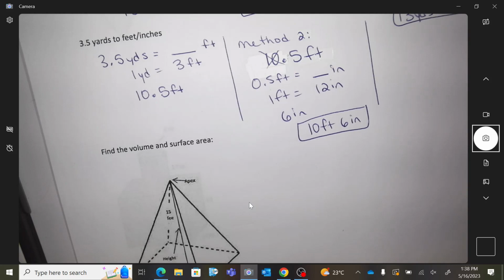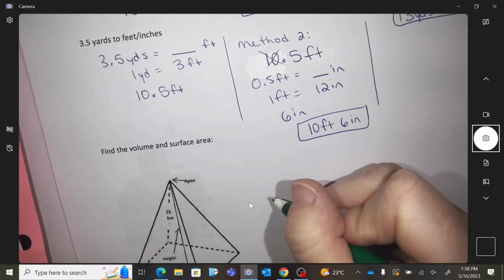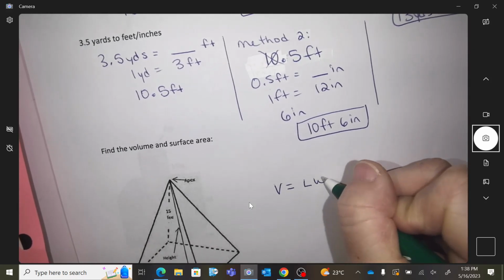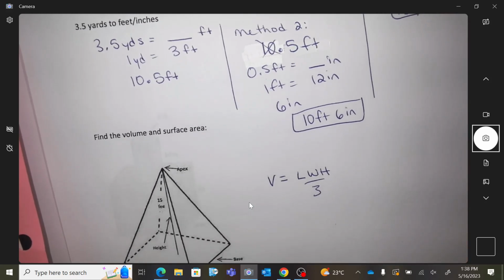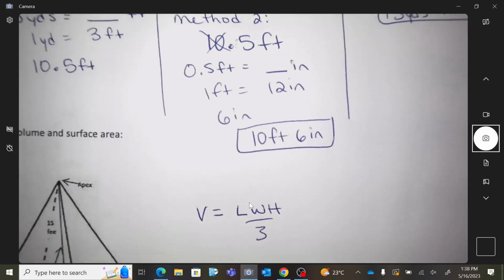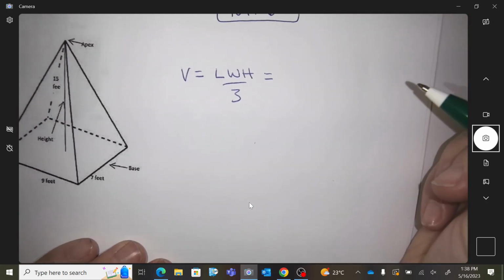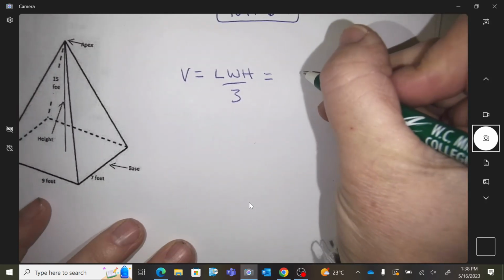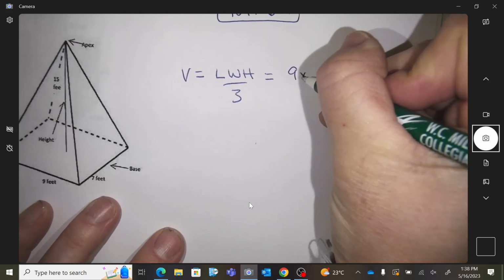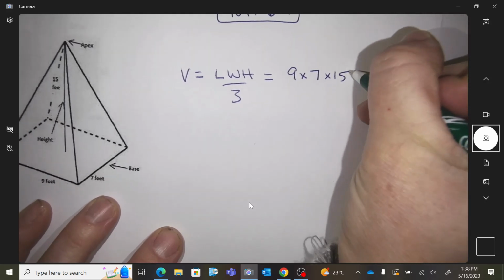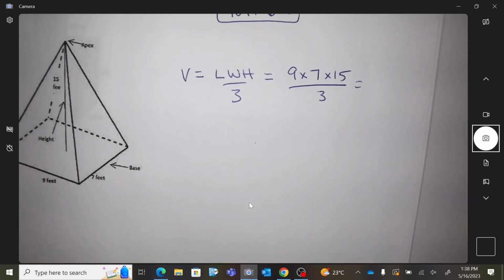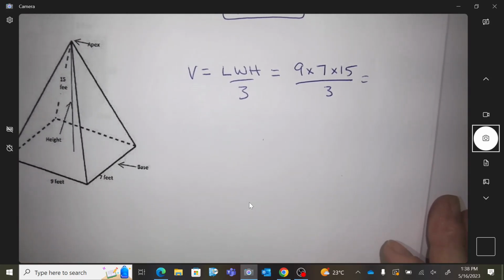Okay, volume, surface area. So this. Okay, volume. Length, width, height over 3. Okay, so the length, we have a 9 by a 7 by 15 tall. So that's what you're doing.